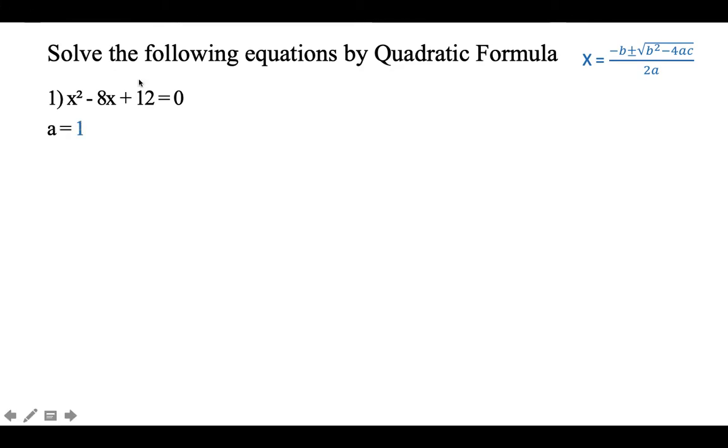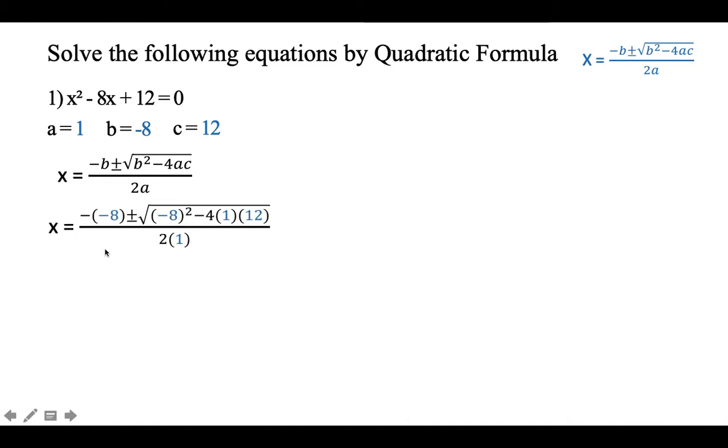So, our a here is 1. That is the numerical coefficient of x squared. And our b is located here beside the x, and that is negative 8. And our c is 12, or the constant. So after laying down the values of a, b, and c, write down the formula and substitute the values of a, b, and c into our formula.